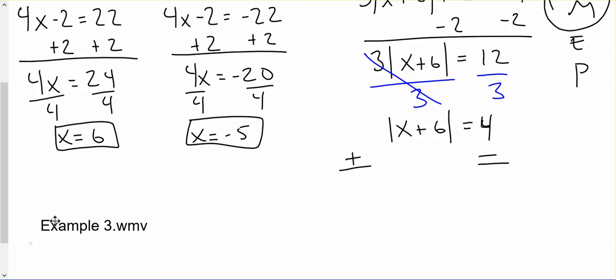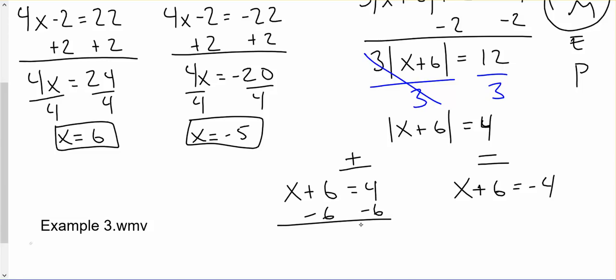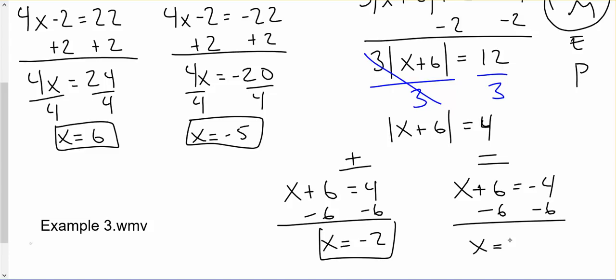So our positive side, we just rewrite this as x plus 6 equals 4, and our negative side, x plus 6 equals negative 4. Well, what's the inverse of adding 6? Subtracting 6, and we get x equals negative 2. And we subtract 6 and subtract 6, and we get x equals negative 10.